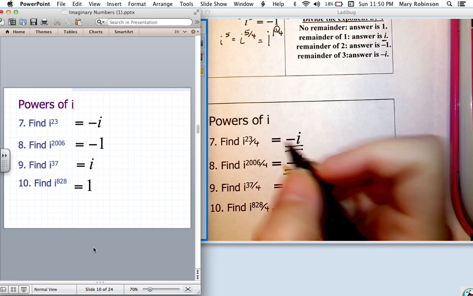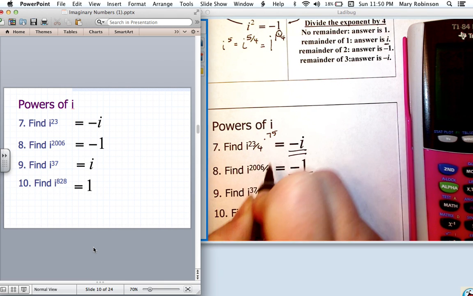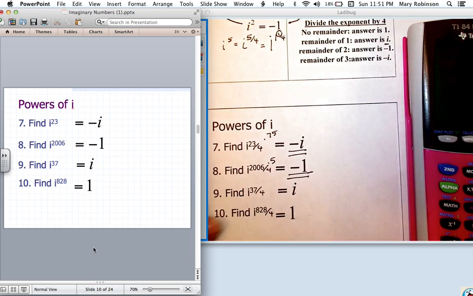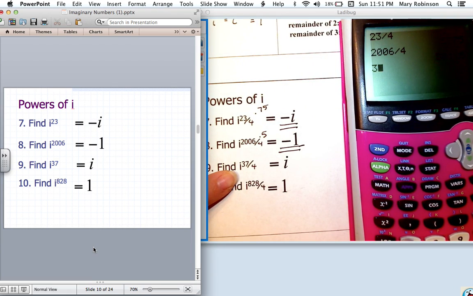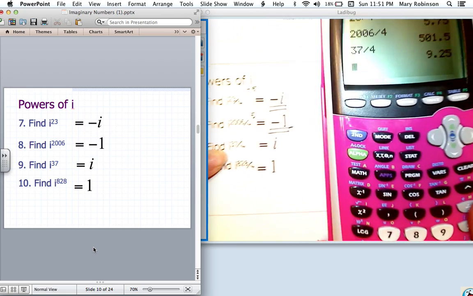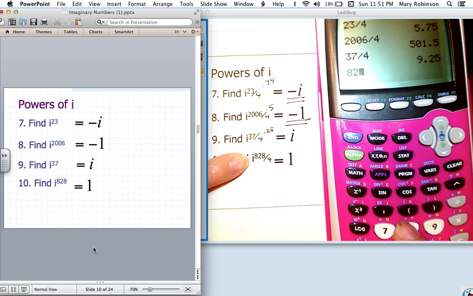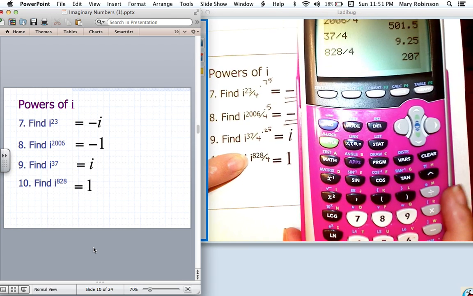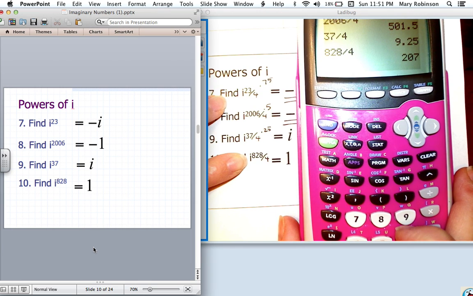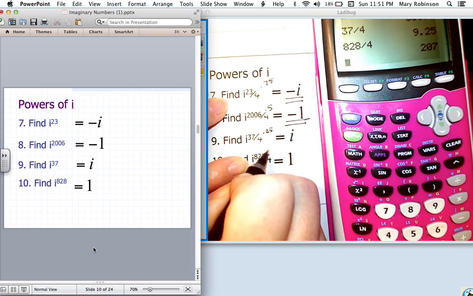So that's really what I want you to do, is think, well, if I divide these, what do I get? So this was 0.75. This was 0.5. If I divide 37 by 4, we get 0.25. So we'll put up here 0.25. 828 divided by 4 is 207, so we see no decimal value, meaning it doesn't have a remainder. It divides evenly, so I'll put 0.00.